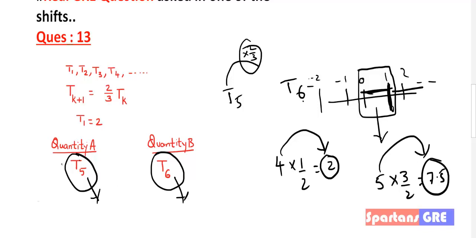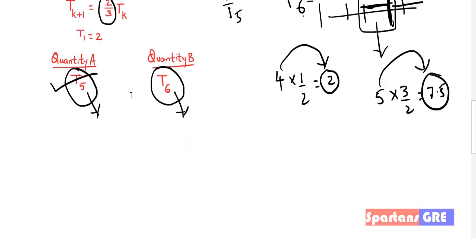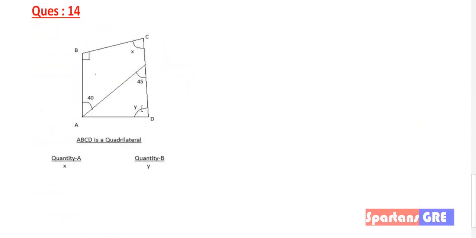So here you can directly say A is greater than B, because you are multiplying with 2 by 3. 2 by 3 is nothing but 0 point something, so it is between 0 and 1. So let's move on to our next question.